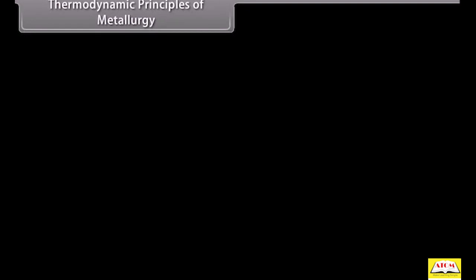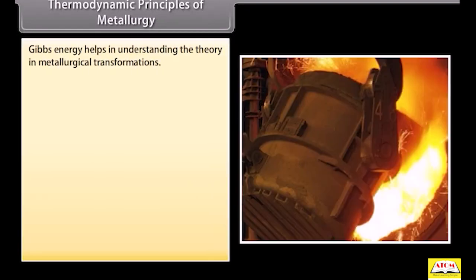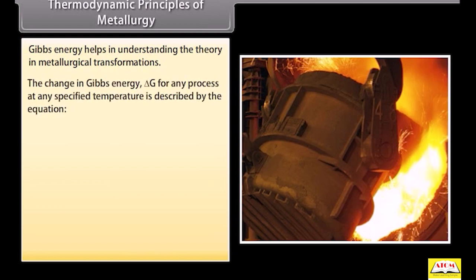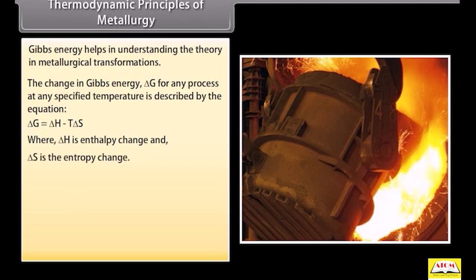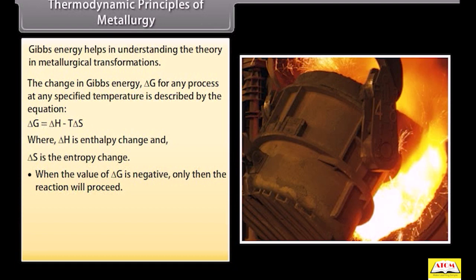Thermodynamic principles of metallurgy. Gibbs energy helps in understanding the theory in metallurgical transformations. The change in Gibbs energy, delta G, for any process at any specified temperature is described by the equation delta G = delta H - T delta S, where delta H is enthalpy change and delta S is the entropy change. When the value of delta G is negative, only then will the reaction proceed.